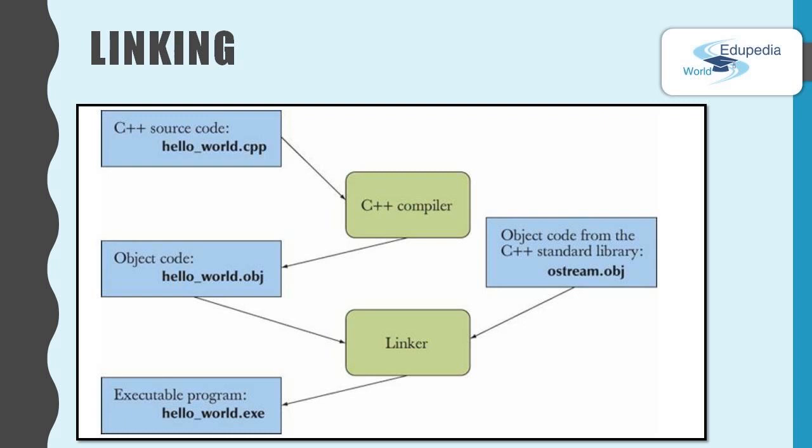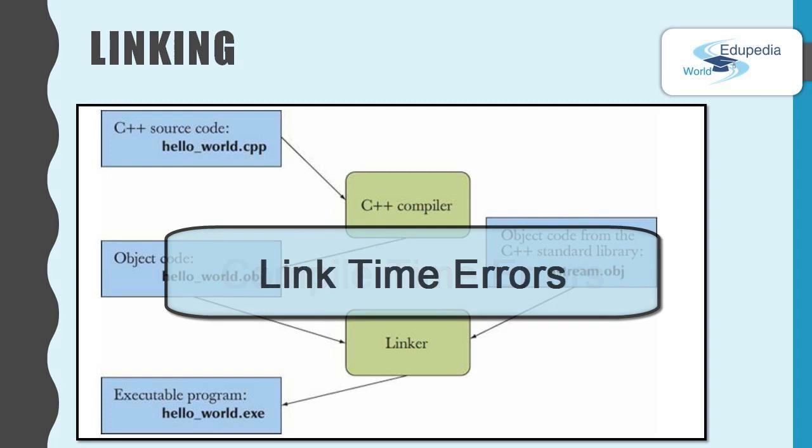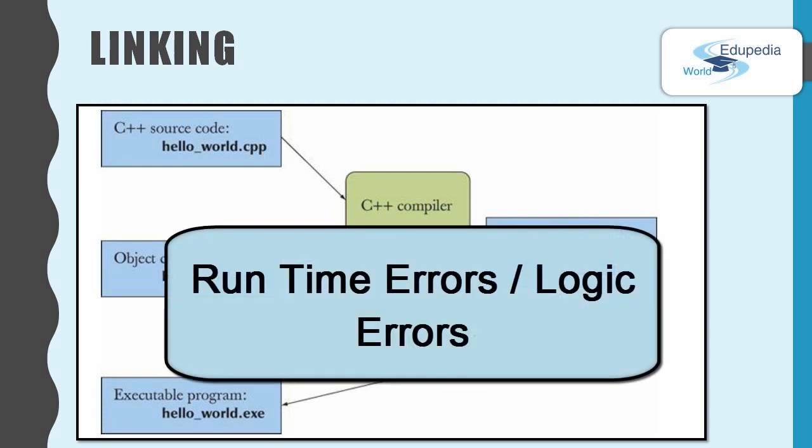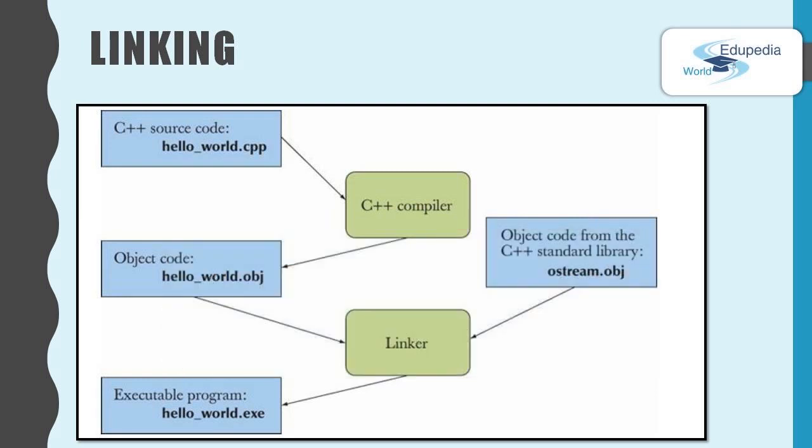And also, we cannot forget talking about errors. Errors found by the compiler are called compile time errors. Errors found by the linker are called link time errors. And errors not found until the program is run are called runtime errors or logic errors. Generally, compile time errors are easier to understand and fix than link time errors, and link time errors are often easier to find and fix than runtime errors and logic errors. We'll discuss errors and the ways of handling them in greater detail in another episode.